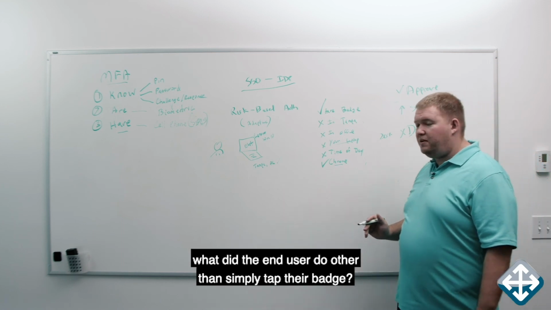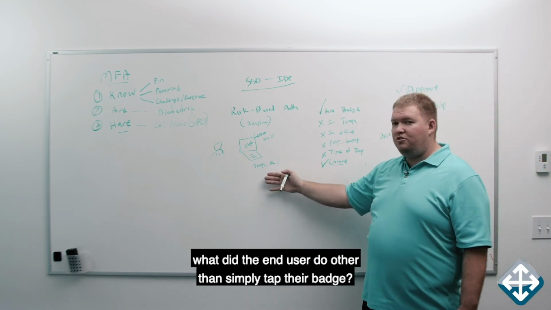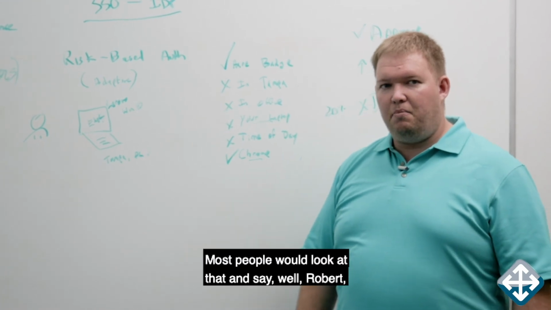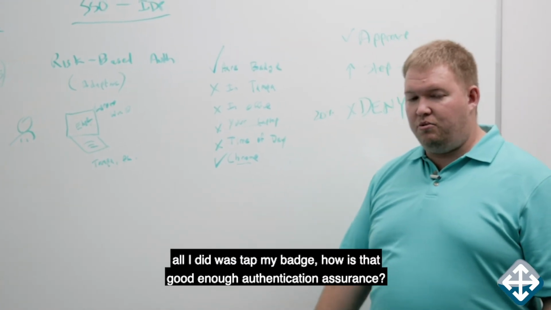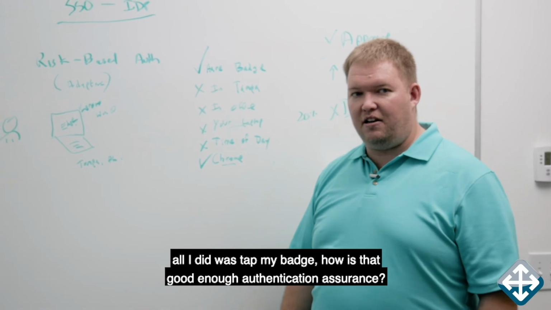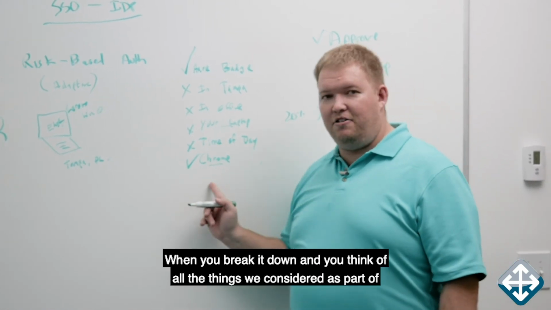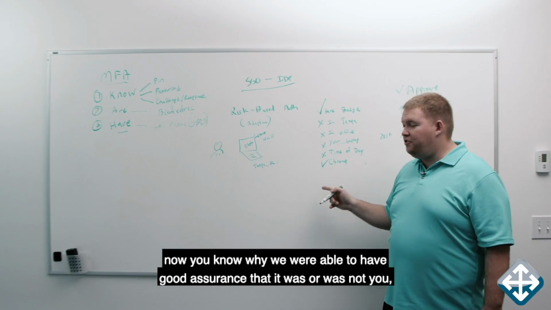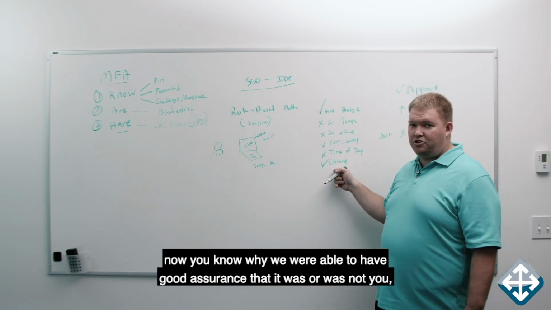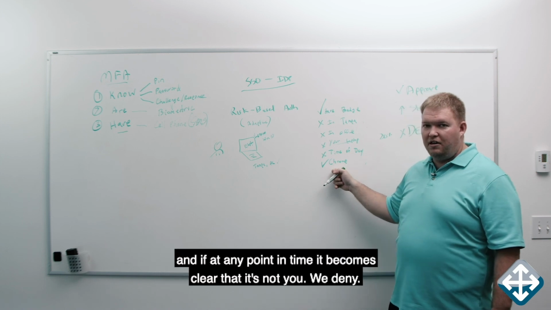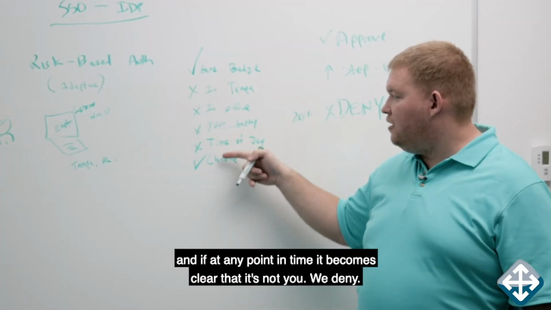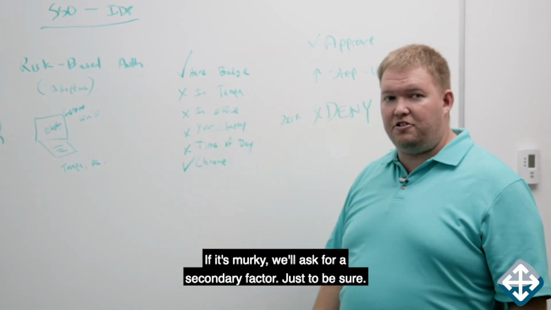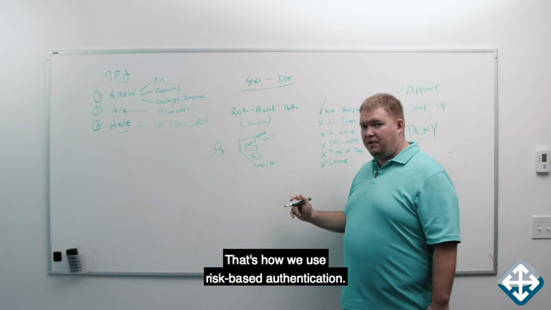The great part about a risk-based approach is, what did the end user do other than simply tap their badge? Most people would look at that and say, well, Robert, all I did was tap my badge. How is that good enough authentication assurance? When you break it down and you think of all the things we considered as part of that authentication, now you know why we were able to have good assurance that it was or was not you. And if at any point in time it becomes clear that it's not you, we deny. If it's murky, we'll ask for a secondary factor just to be sure. That's how we use risk-based authentication.